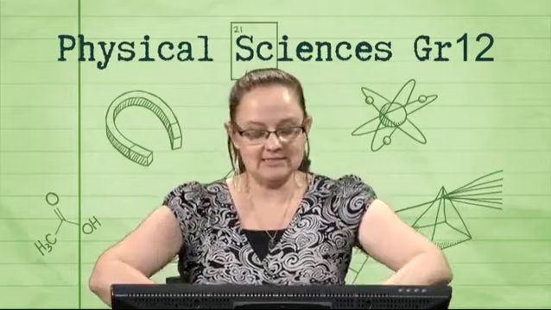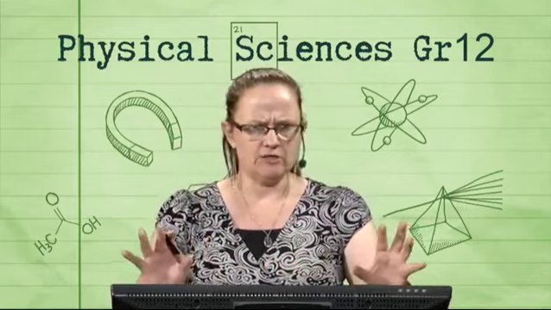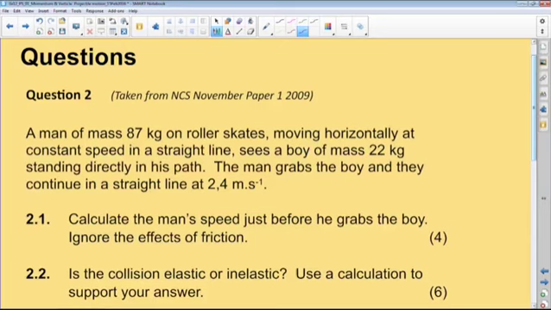So here's your first 2 minutes. Let's just read the question first, so we're all on the same track. We've got a man of mass 87 kilograms on roller skates, moving horizontally at constant speed. He sees a boy of mass 22 kilograms, a little boy, standing in his path. The man grabs the boy and they continue in a straight line at 24 meters per second. You're going to need to calculate the man's speed just before he grabs the boy and then tell me whether it's an elastic or inelastic collision with a calculation. So I'm going to give you 2 minutes for 2.1, and your time starts now.